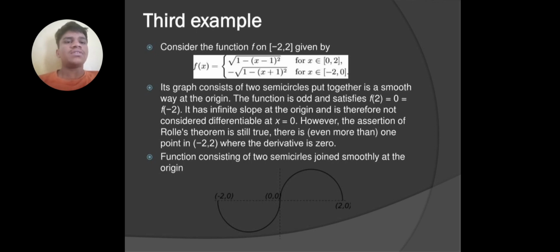It has infinite slope at the origin and is therefore not considered differentiable at x equal to 0. However, the assertion of Rolle's theorem is still true. There is even more than one point on minus 2 comma 2 where the derivative is 0. A function consisting of two semicircles joined smoothly at the origin.